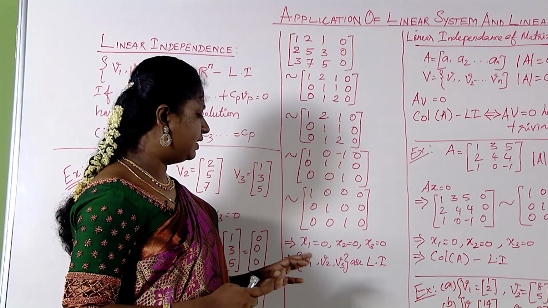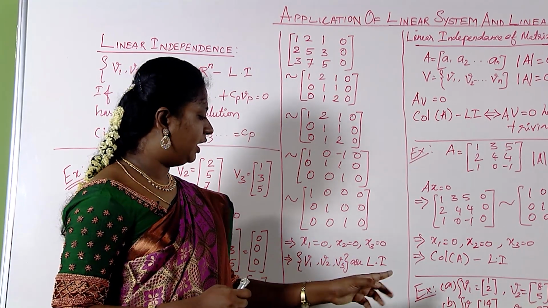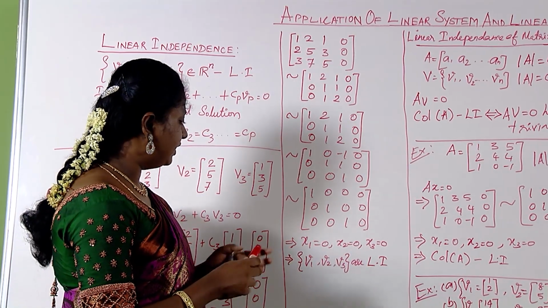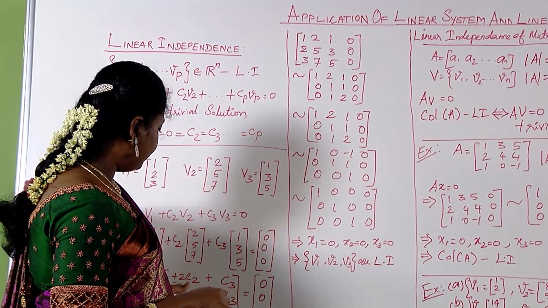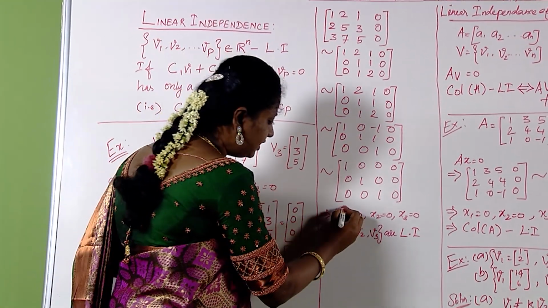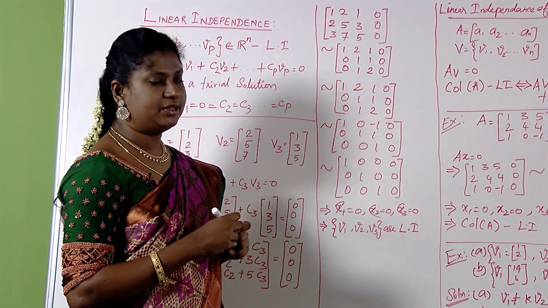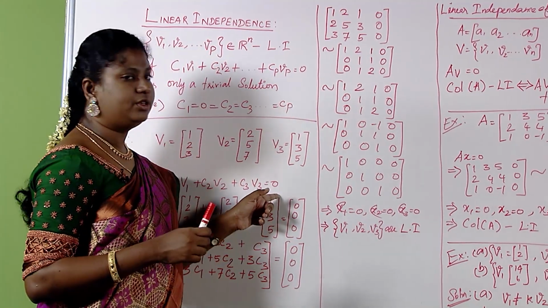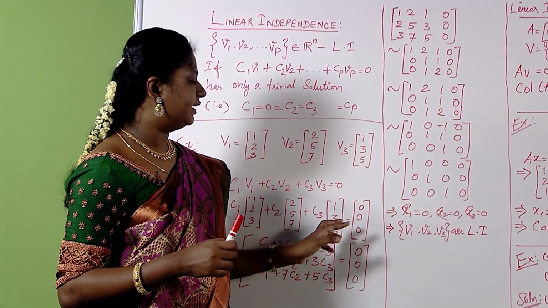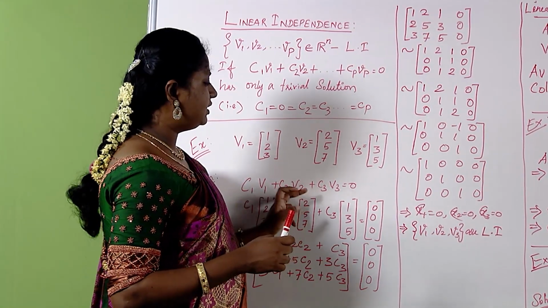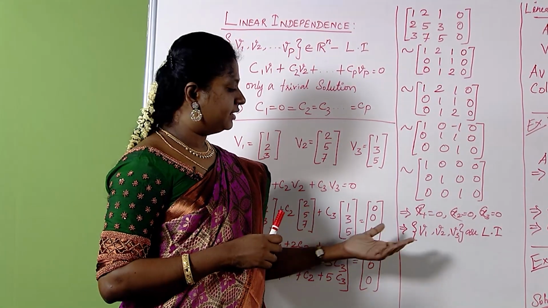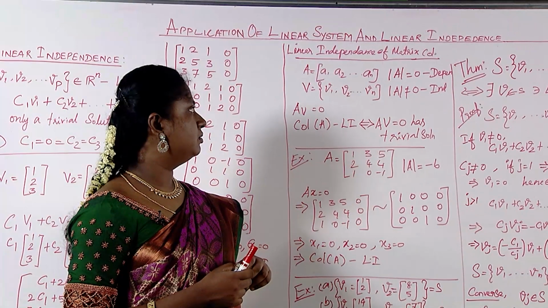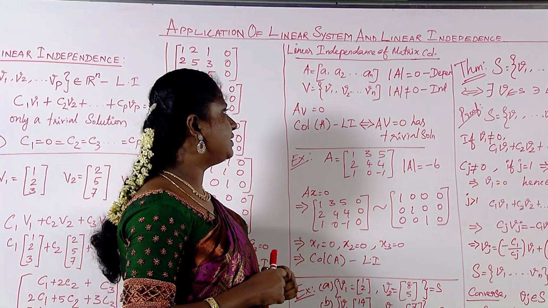So, if this has to be equal to 0, then all of the values, instead of x1, x2, x3, here we have considered c1, c2, c3. So, c1, c2, c3 are equal to 0. Which means that whenever this combination is equal to 0, the only solution is that all of the variables C1, C2, C3 are equal to 0, which means that the set consisting of V1, V2, V3 is linearly independent.